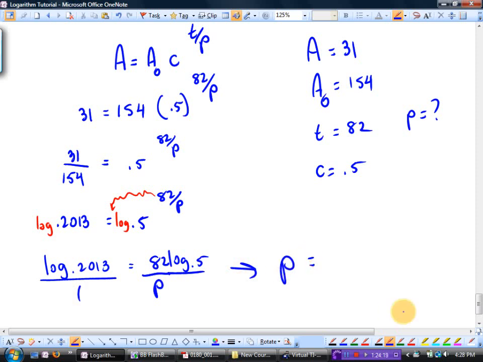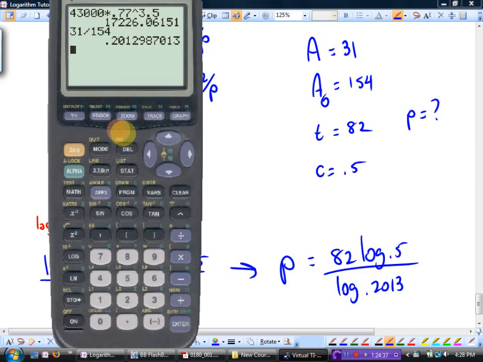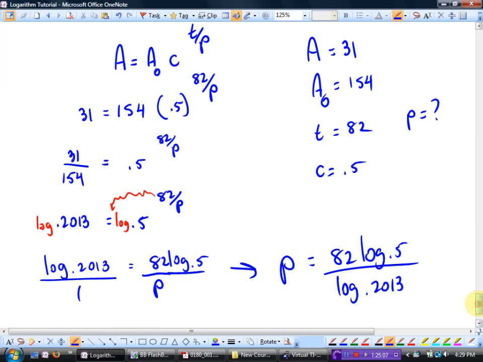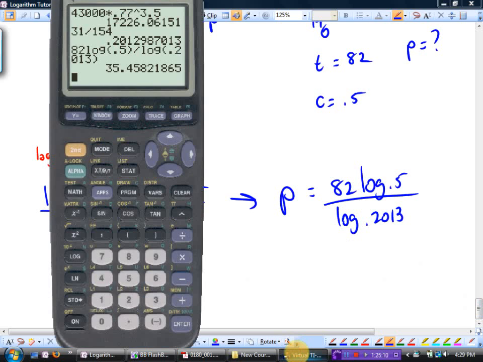I think P is going to end up being 82 times the log of 0.5 divided by the log of 0.2013. I did the cross-multiplying step all in my head because we're pressed for time. It's going to be 82 times log of 0.5 divided by log of 0.2013, close bracket. Do you know what the half-life is? 34.46 days. Every 34.46 days, this decays by half. That's what I said. Can't you listen? Johnny, I'm disappointed in your listening skills. What did I say it was? 35.46.